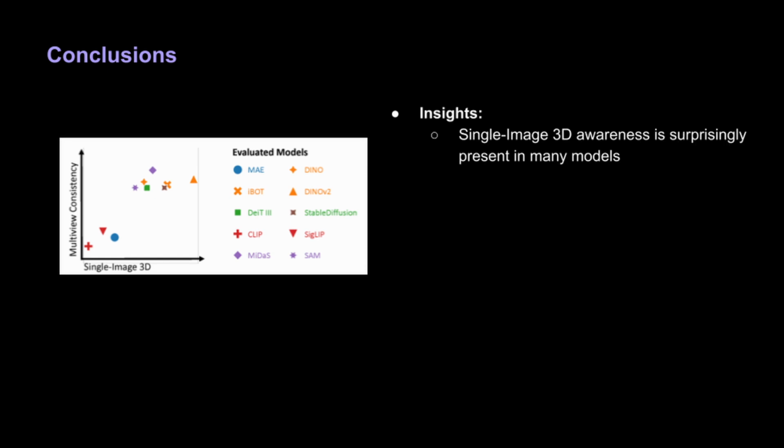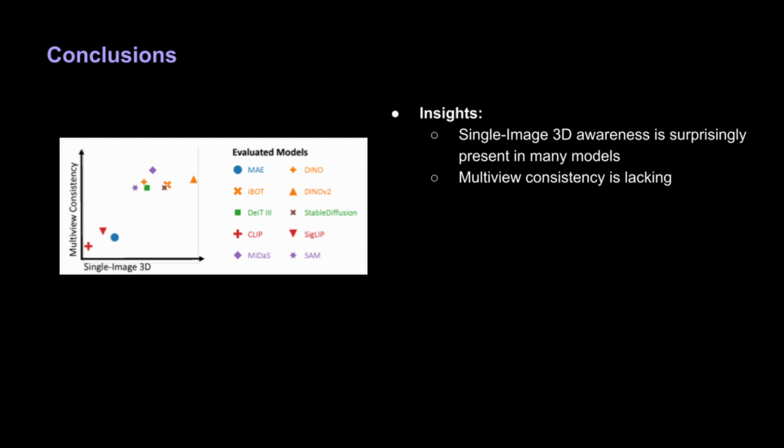These experiments revealed some key insights. Firstly, single image 3D awareness is surprisingly present in many models. Many large scale VFMs, despite being trained for completely different tasks like classification or self-supervised learning, exhibit a non-trivial capacity to represent basic 3D attributes.